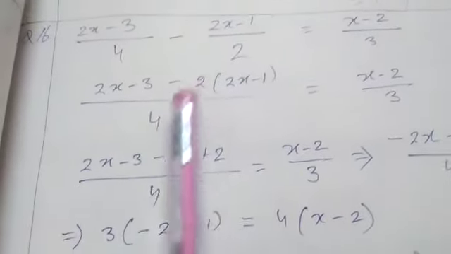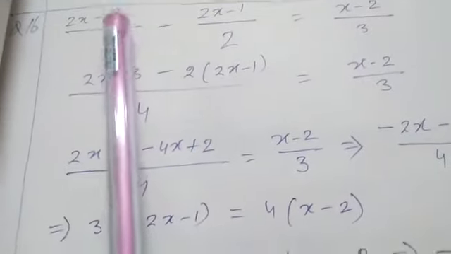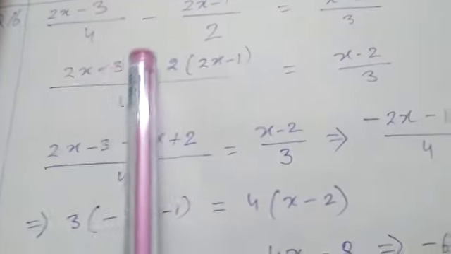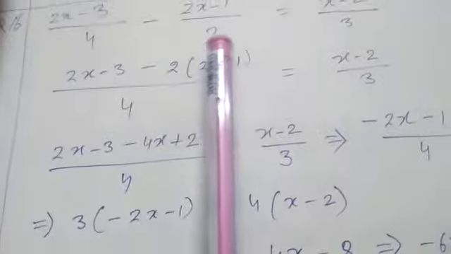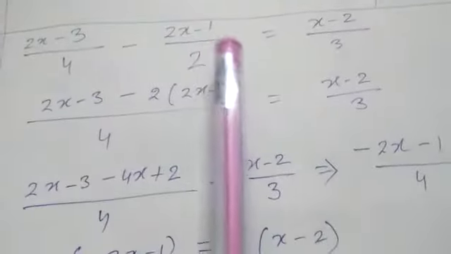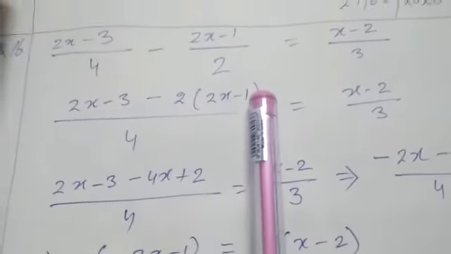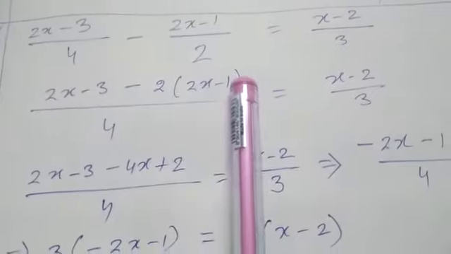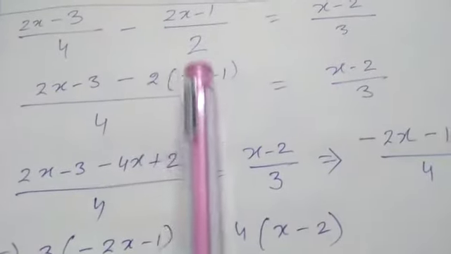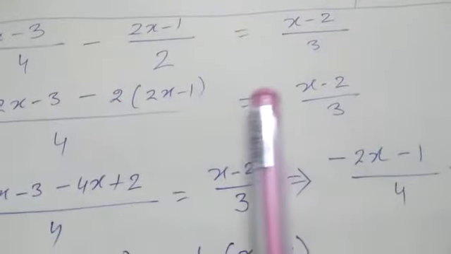First we take the LCM, 4 is there. So 4 to 4 cancelled out, 2x minus 3 as it is. Now this minus sign. Then if we divide 4 by 2, then 2 into (x minus 1). But don't forget to put this bracket. Otherwise, you will be wrong. So minus sign as it is, 2 to the 4, this 2 as it is, (2x minus 1), this as it is.